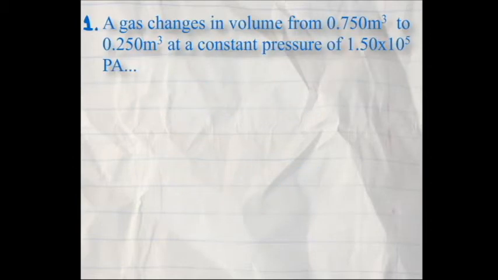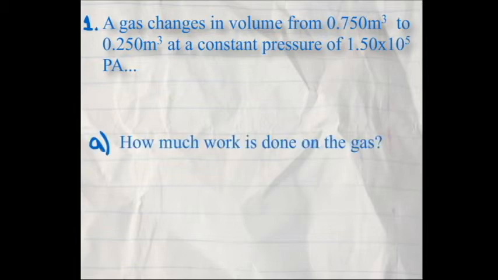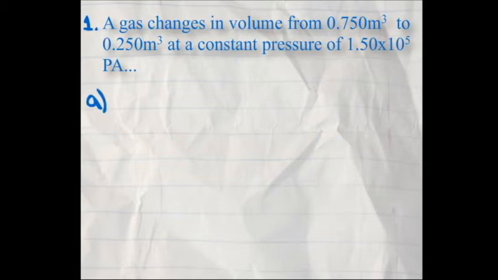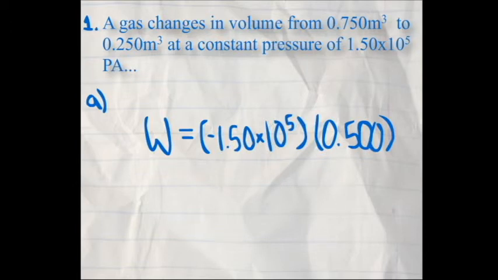A gas changes in volume from 0.75 meters cubed to 0.25 meters cubed at a constant pressure of 1.5 times 10 to the 5th pascals. Part A of the problem asks, how much work is done on the gas? So using the formula shown in Objective 1, we can now simply plug in the numbers necessary to perform this simple multiplication problem.